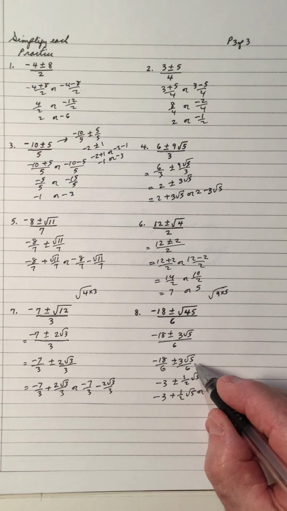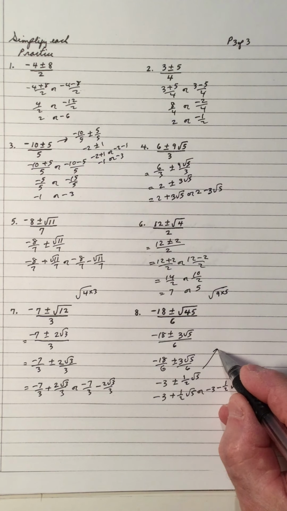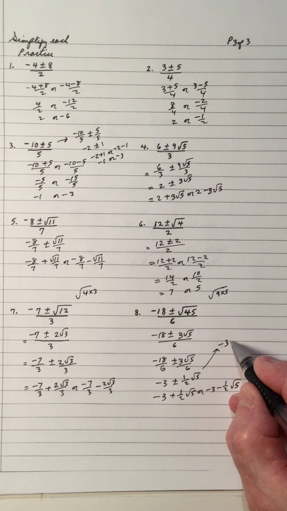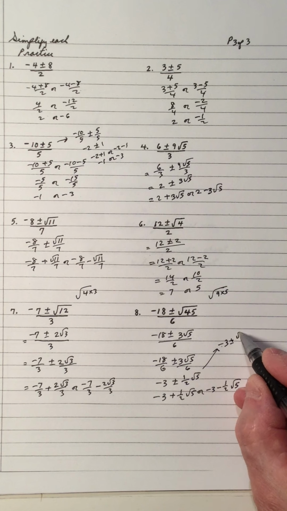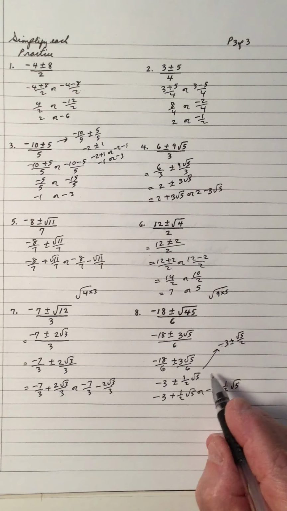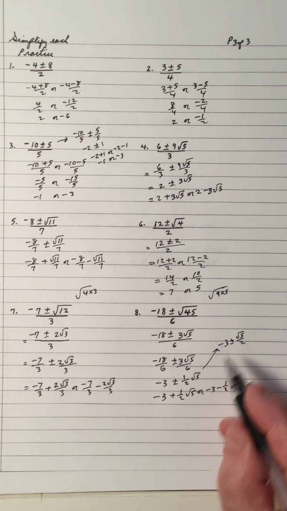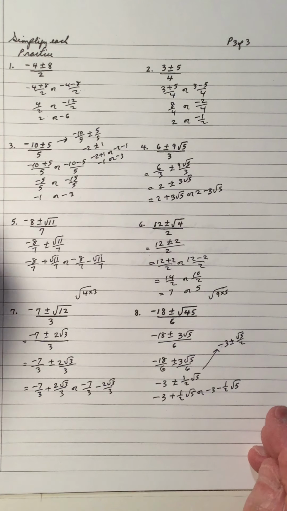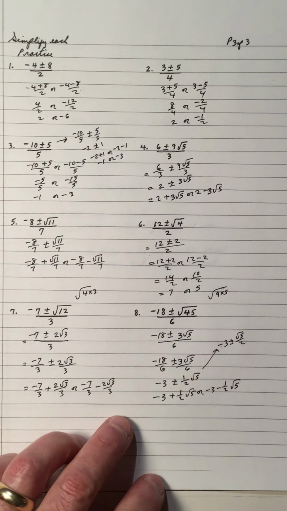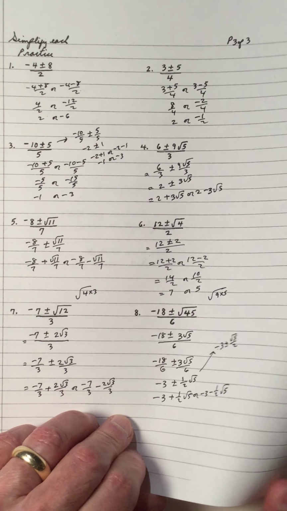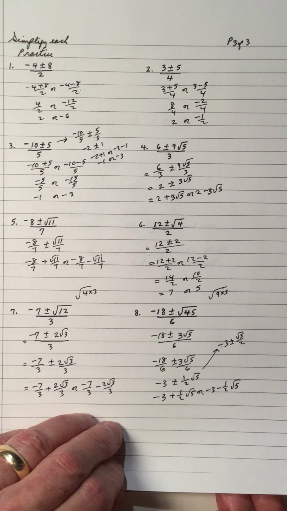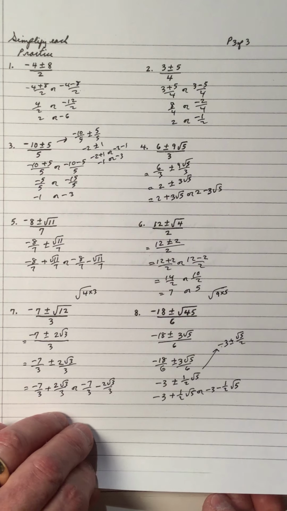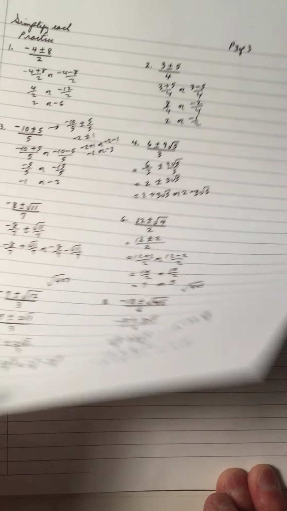Again, this could also be negative 3 plus or minus root 5 over 2. You can leave it as root 5 over 2, or you can write it 1/2 root 5. Same. Root 5 over 2 and 1/2 root 5 are the same. So, again, you would need this skill when you get to quadratic formulas.